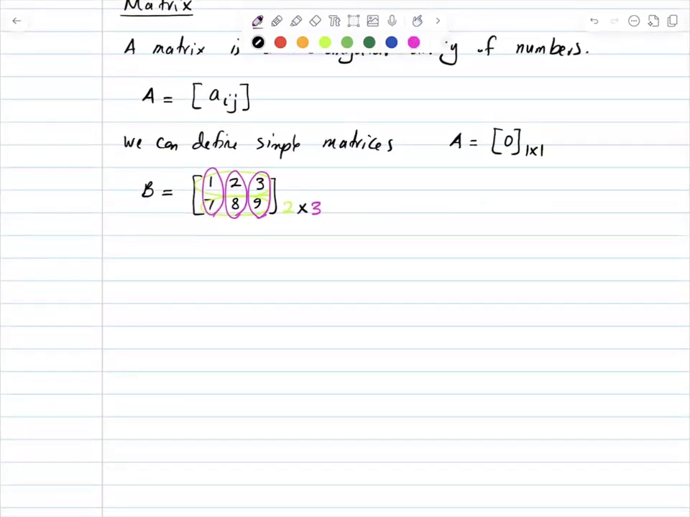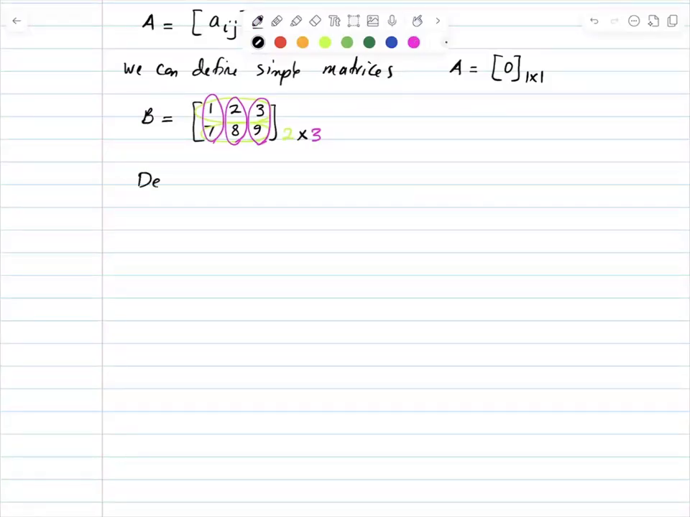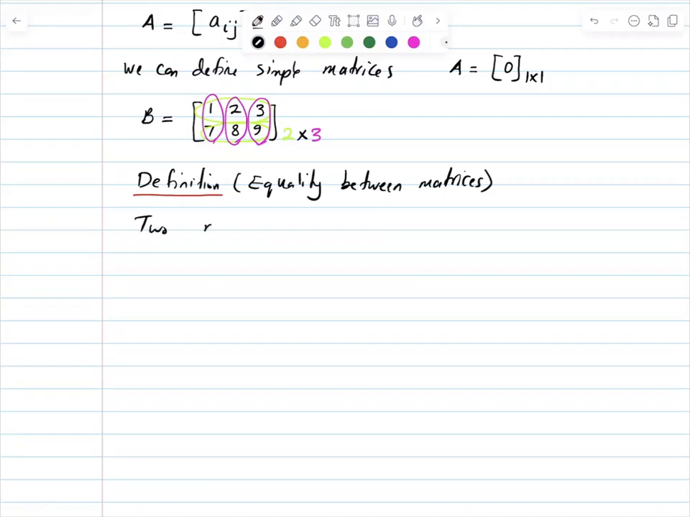When do we say matrices are equal to each other? Definition. Equality between matrices. In general, when you're talking about the equality between matrices, we say that two matrices, one of them can be denoted by A with entries like A sub ij. If it's an m by n matrix, remember that we could list all the entries one by one.